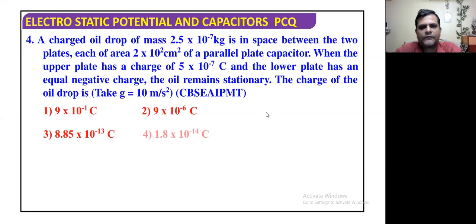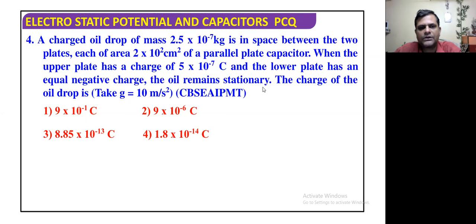A charged oil drop of mass 2.5 into 10 raised to minus 7 kilogram is in the space between the two plates, each of area 2 into 10 raised to 2 centimeter square of a parallel plate capacitor. When the upper plate has a charge of 5 into 10 raised to minus 7 coulomb and lower plate has an equal negative charge, then the oil drop remains stationary. Okay.